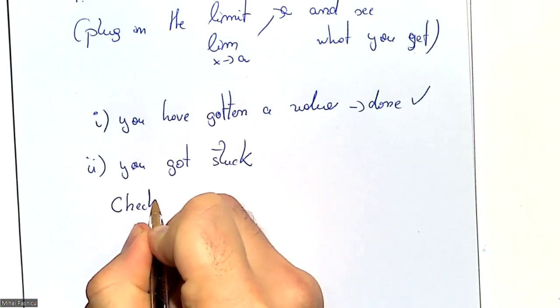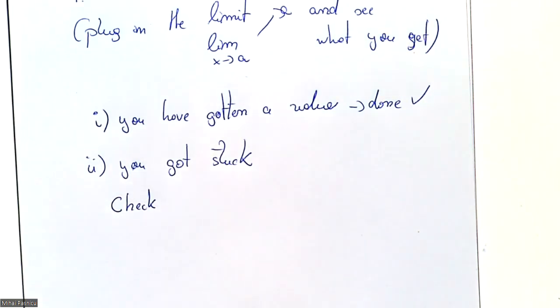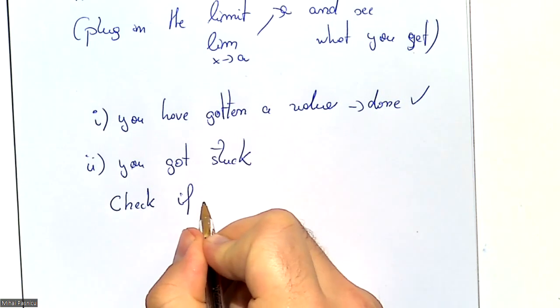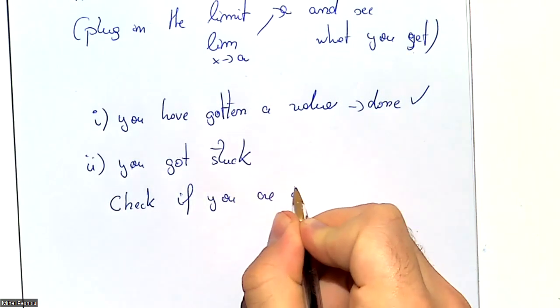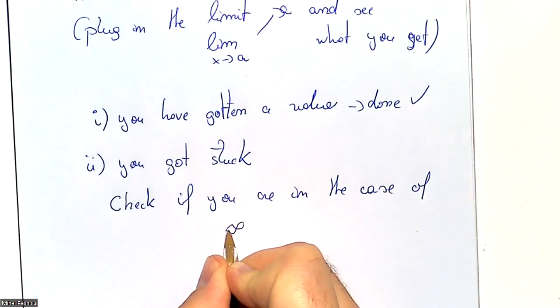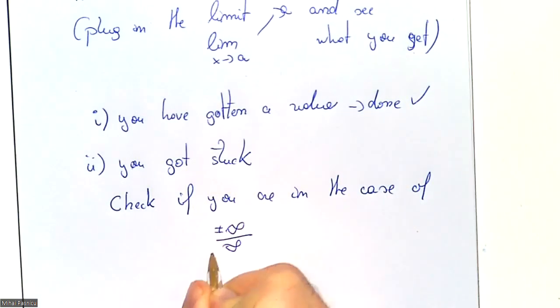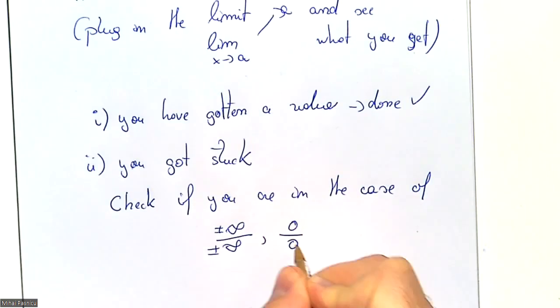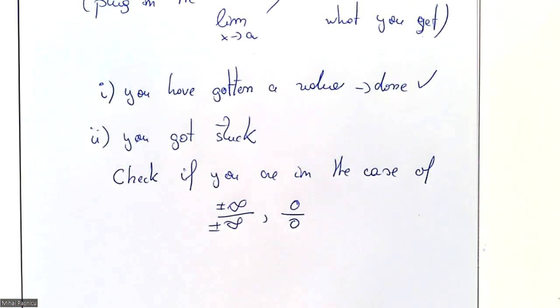This is the most important thing. I've seen across the years a lot of students just fail this simple part. It's so important, so simple, but people forget. Check if you are in the case of infinity over infinity, plus or minus, or zero over zero. These cases are called indeterminate cases. Why? Because you can't know where the limit goes.